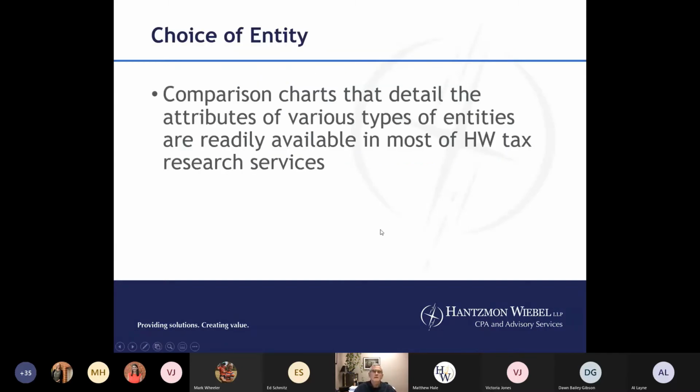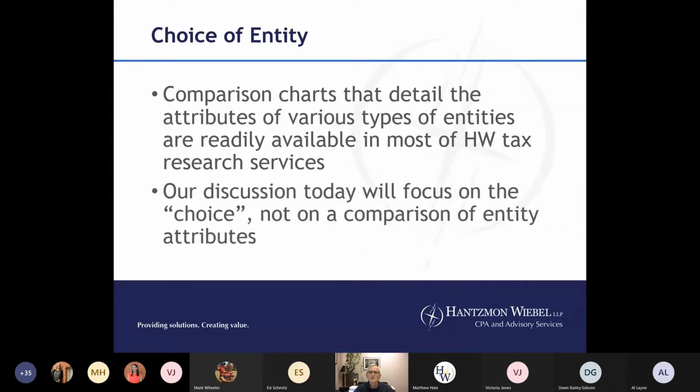Okay, so basically today we're going to talk about choice of entity. All of the tax research materials we have, be it PPC or RIA or BNA, have charts that compare all the different attributes of the various types of entities. And really that's not as much of what we're going to talk about today. Rather, we're going to focus on the choice, not on the difference between the entities, and how you go about making those choices.